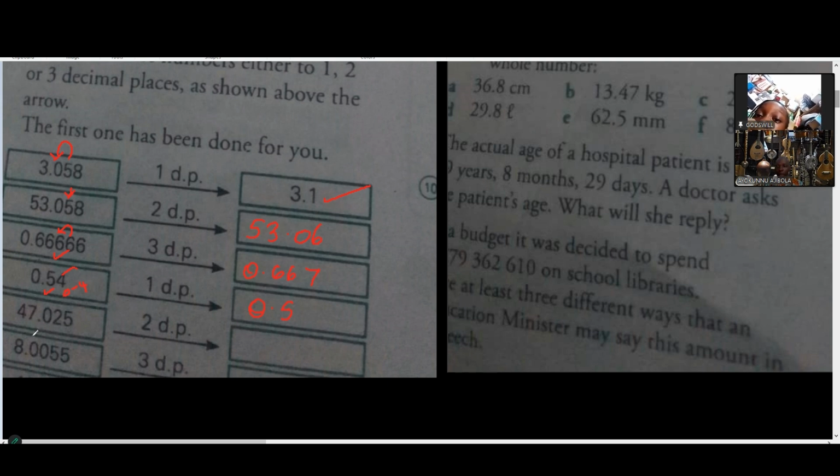Yes, sir. Okay. So this one, two decimal places, you're stopping on the 2, but there's a 5. So will it affect the 2? Would this 5 affect this 2? Yes, it will affect it, because I said 0 to 4 doesn't affect, but 5 to 9 is going to affect, okay? So it will change the 2 to become 3. So this becomes 47.03.